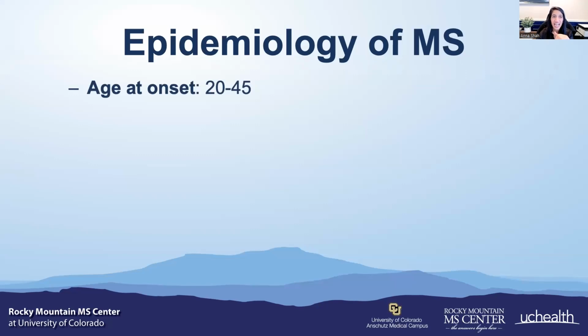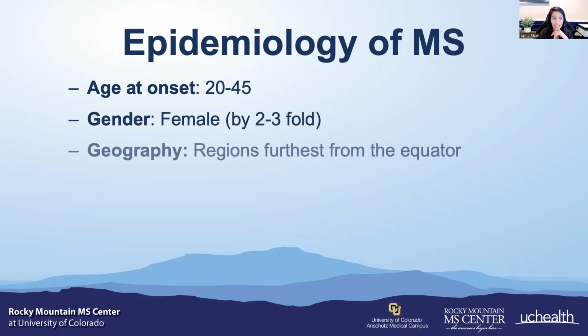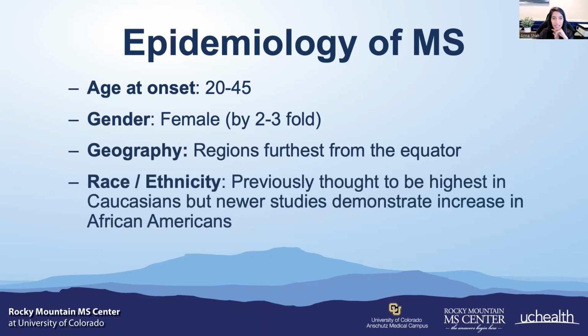So often, average age of onset is between 20 to 45, with about 80 to 85% of our patients presenting in this age range. Now, that is not to say you cannot present outside of this age range. I think the oldest patient I have diagnosed with multiple sclerosis was in their 70s. So while uncommon, still entirely possible. Females predominate those that get MS by a 2 to 3 multiplication factor. And it is historically thought that regions furthest away from the equator were most likely to be affected by this.